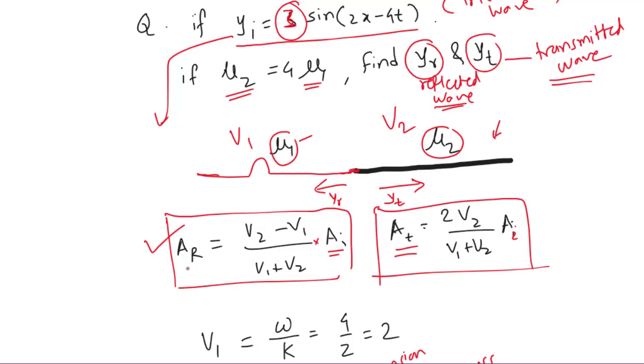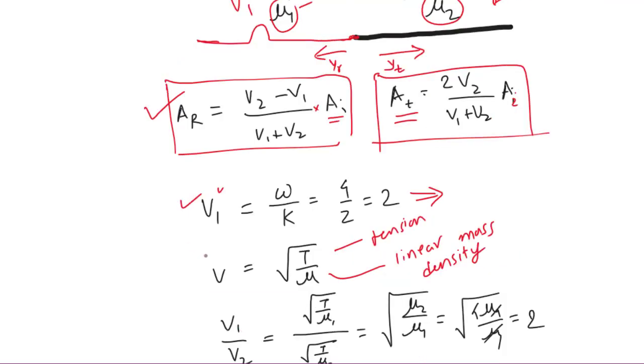If you want to calculate the amplitude of the reflected wave and the transmitted wave, you will need to find out this V1 and V2, the velocity of the wave in the rarer medium and the denser medium. There is a thinner rope and a thicker rope. So out of this, V1 is known. Velocity of the incident wave and velocity of the reflected wave is the same. So if we can calculate the velocity of the incident wave, we will know V1. It will be given by omega divided by k. Omega is given as 4 in this equation, and k is 2. So that way we have got the value of V1.